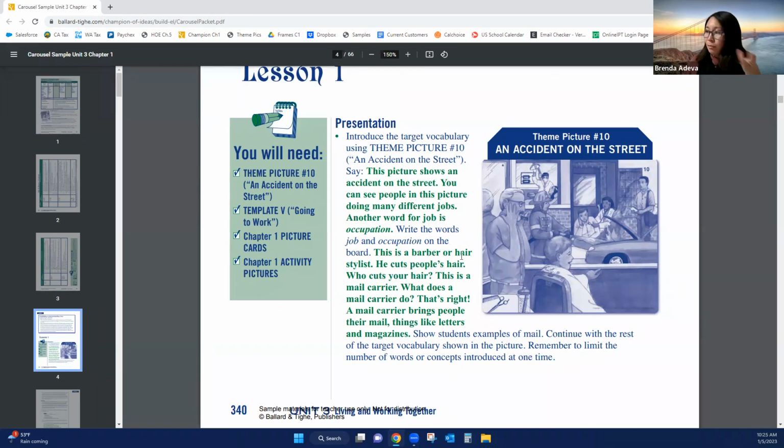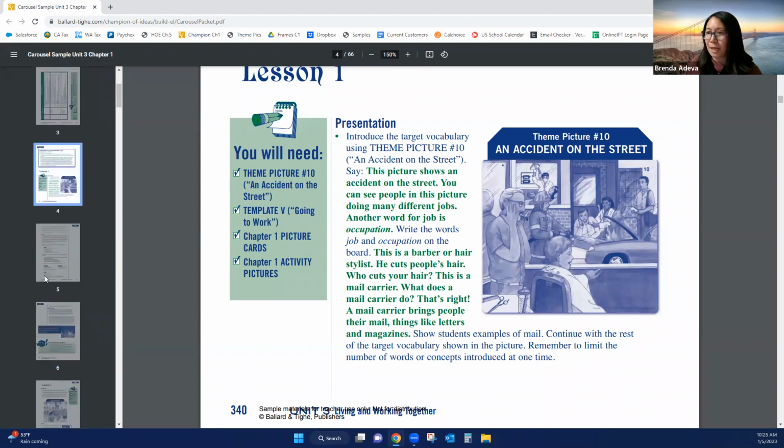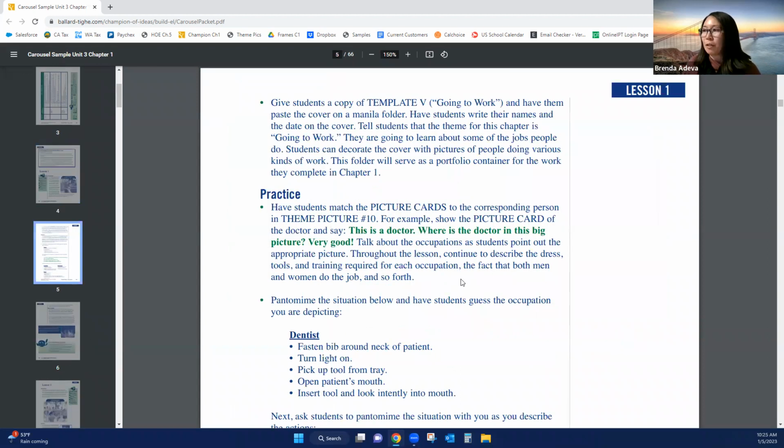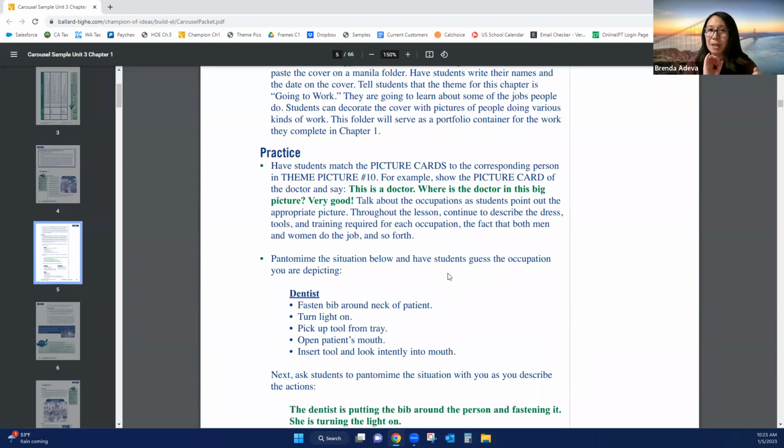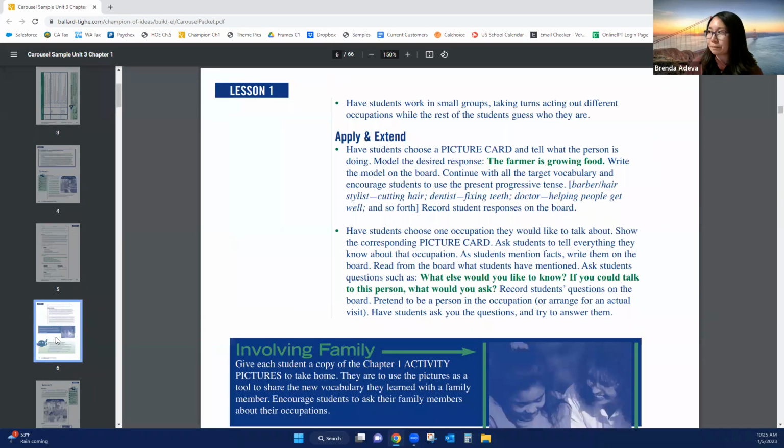What does a hairstylist do? Who cuts your hair? A little bit more schema building of talking about a specific occupation. We also then have you do, this is a doctor in a picture, right? The word doctor maybe, but where's the doctor in that big theme picture? So they see the vocabulary word twice. Very good for level 1s. Higher levels, what is the doctor doing in this picture, right? Have them explain a little bit more.